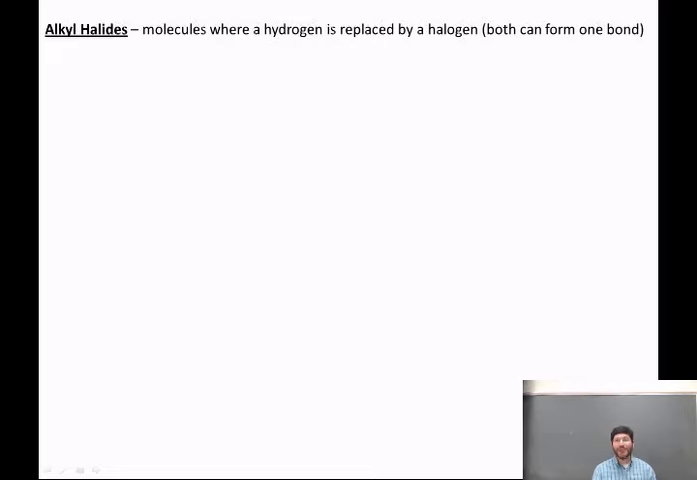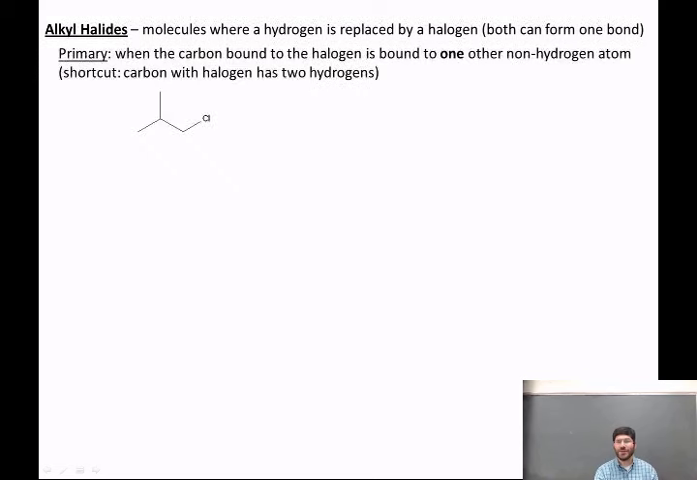Moving away from molecules that contain just carbon and hydrogen, we get into the alkyl halides. Okay, so an alkyl halide is a molecule in which one of the hydrogens is replaced by a halogen. And you can do this very easily because both hydrogens and halogens can form one bond.